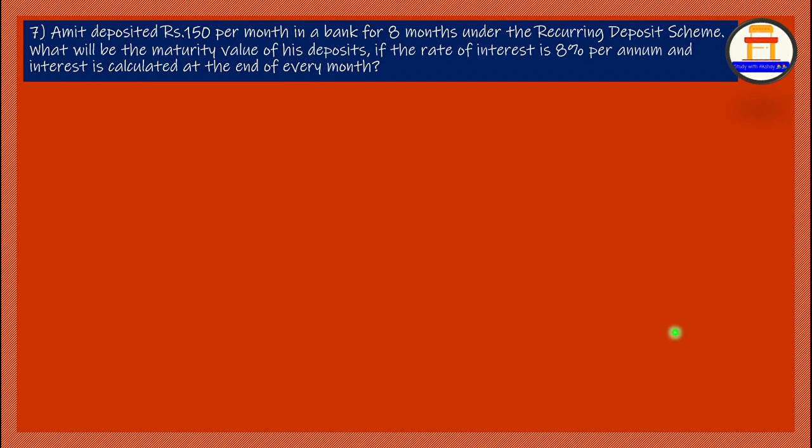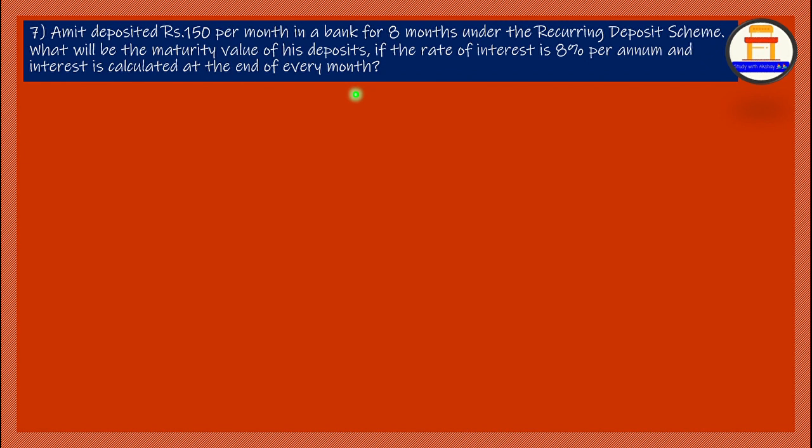So let's get started. The seventh numerical, the question is in this way. Amit deposited rupees 150 per month in a bank for 8 months under the recurring deposit scheme. What will be the maturity value of his deposit if the rate of interest is 8% per annum and interest is calculated at the end of every month? So at the end of every month means it's a simple interest criteria.